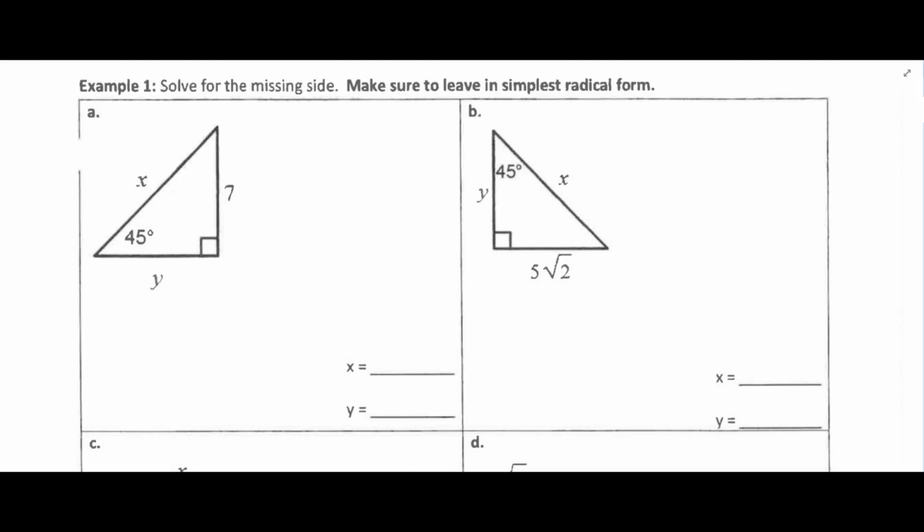This video is still working in Chapter 9. We're in the Pythagorean Theorem chapter, and we're working in Section 9.3 on special right triangles, more specifically 45, 45, 90s. So let's take a look at an example.